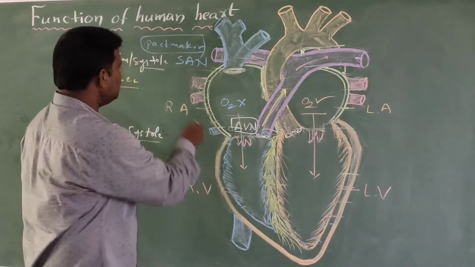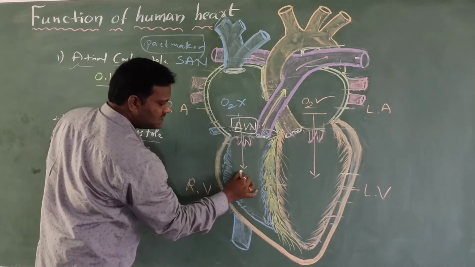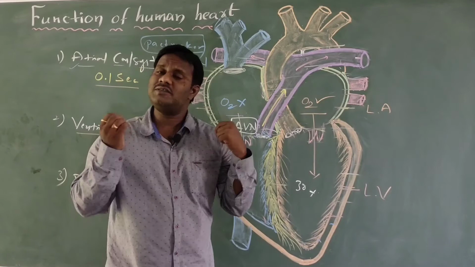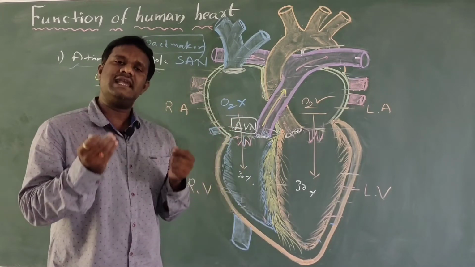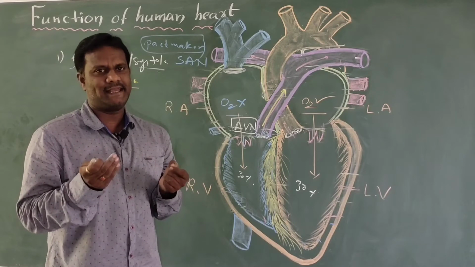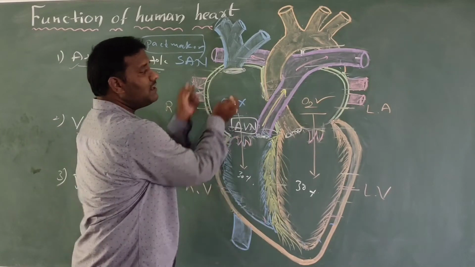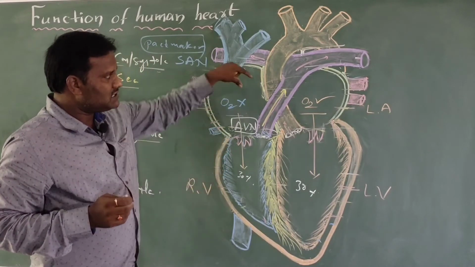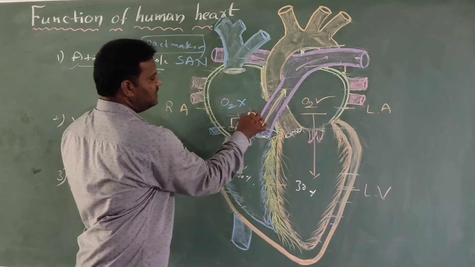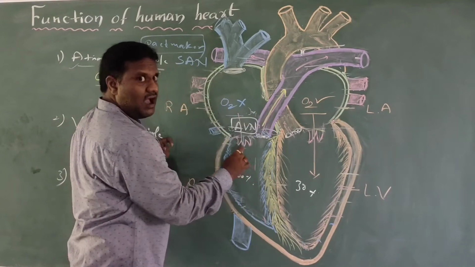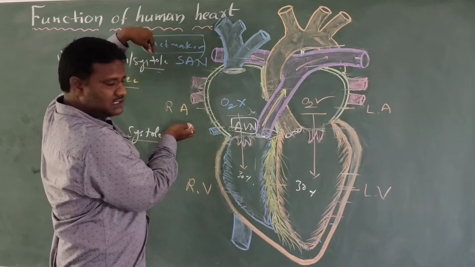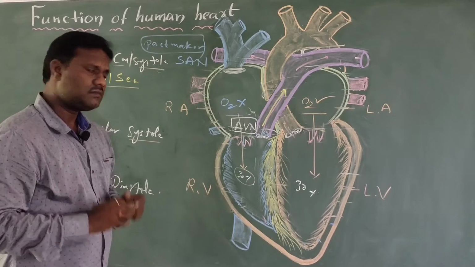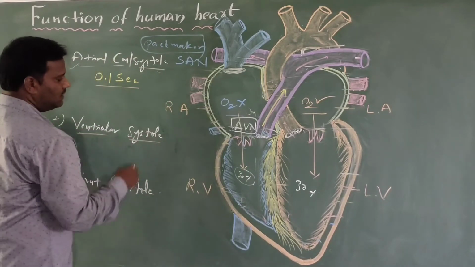Approximately in atrial systole, 30% of the blood enters into the two ventricles. So what about the remaining 70%, Nana? The remaining 70% of the blood has already entered before the atrial systole. Before the atrial systole starts, this 70% of the blood enters directly. After the atrial systole, the remaining 30% enters into the ventricles. Next, ventricular systole.